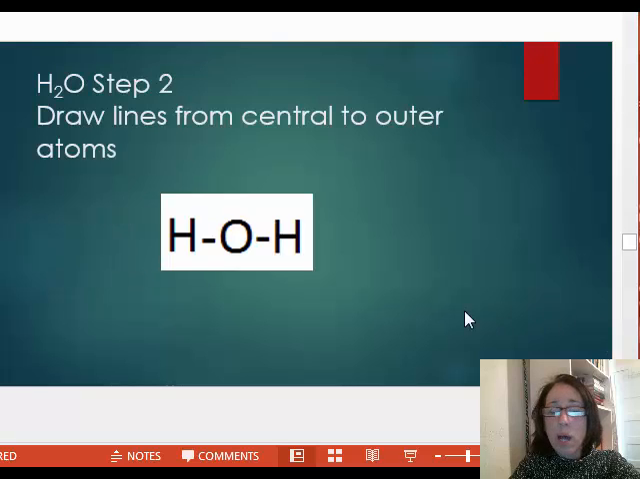Step 2 is to draw a line from the central atom to the outer atoms. Each line represents 2 shared electrons. And when we draw a line in a Lewis dot structure, we tend to draw the first 2 at 180 degrees apart, or at the 9 and 3 o'clock positions.